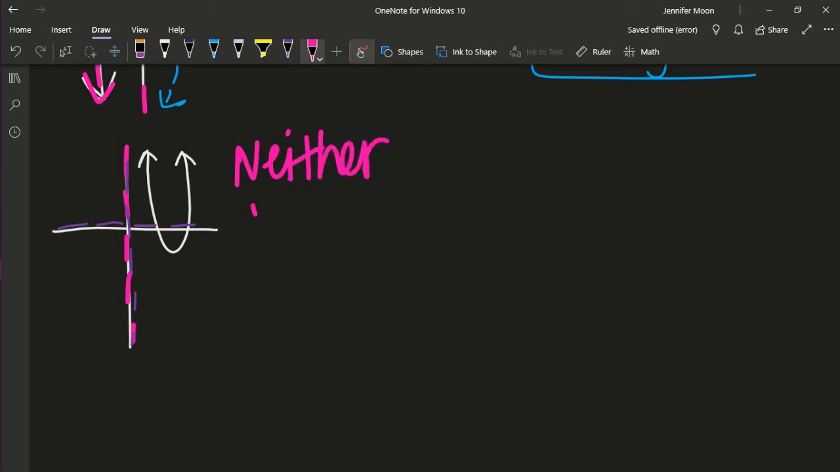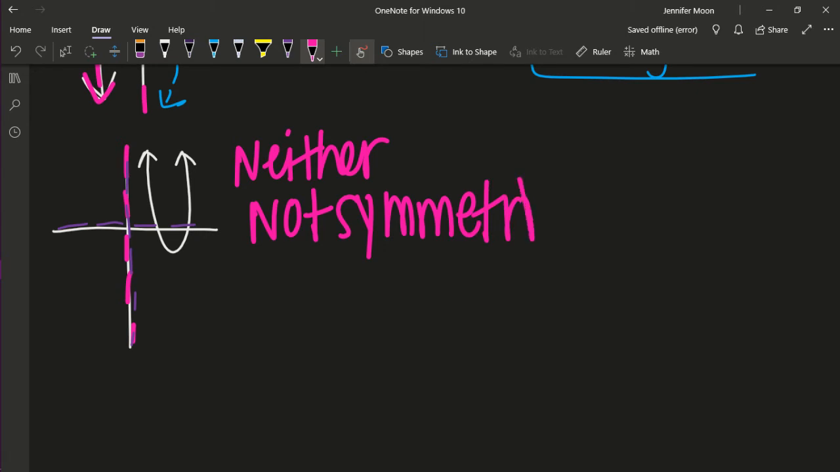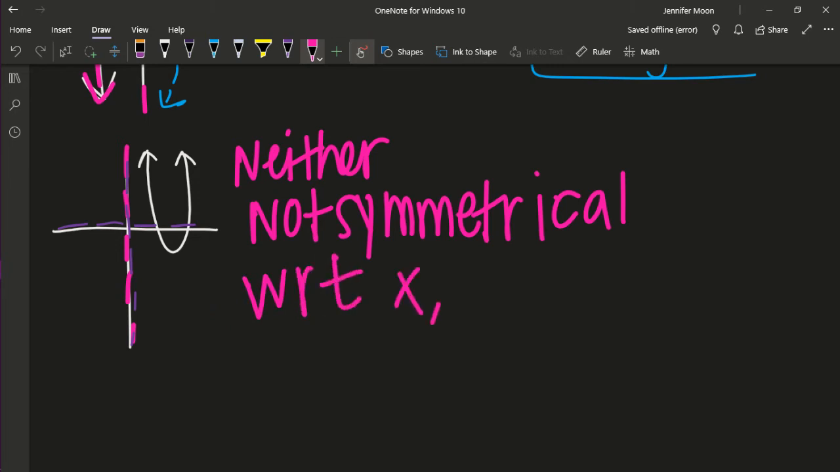And this is because it's not symmetrical with respect to the x or y-axis.